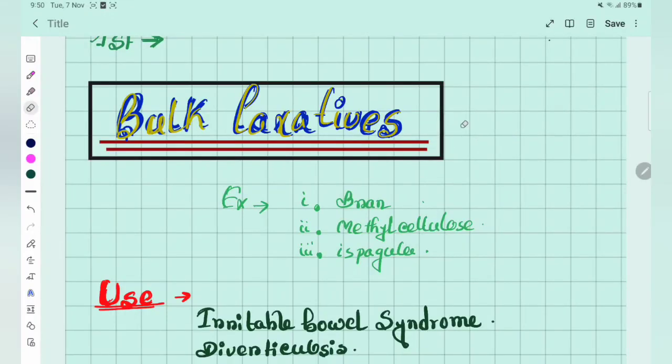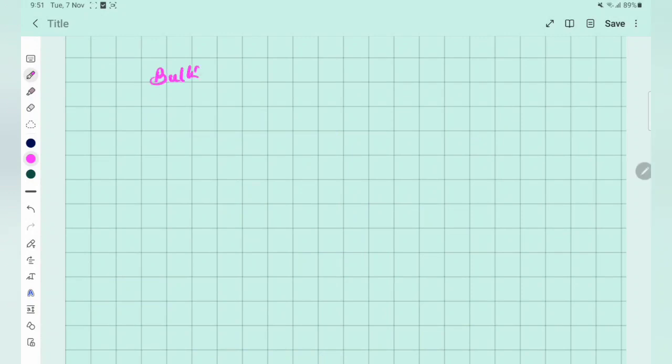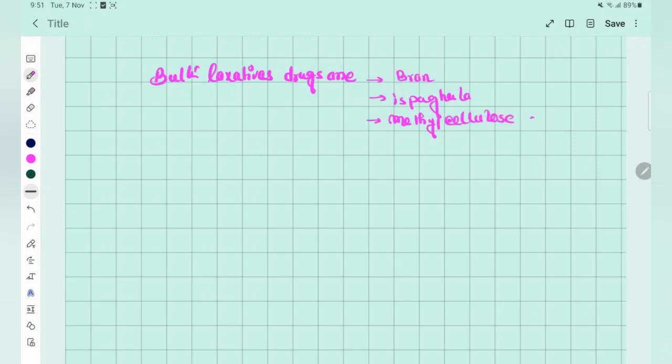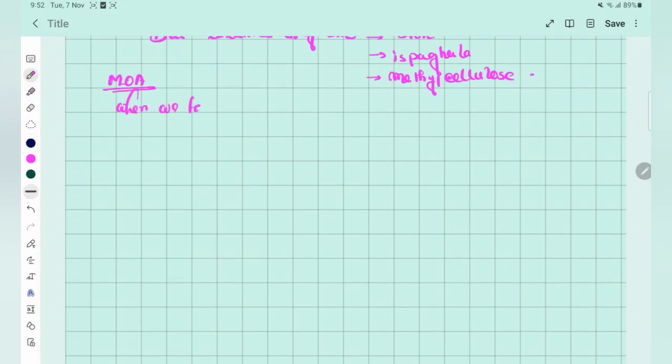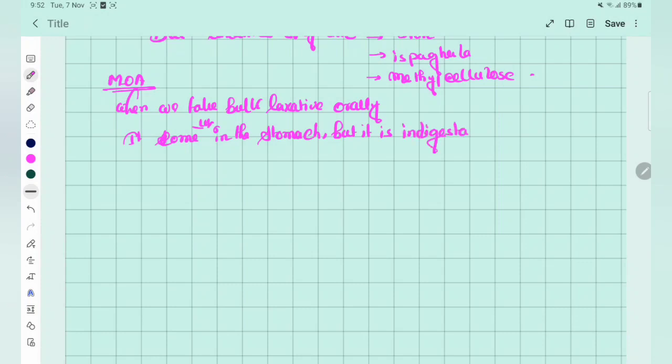Now I again quickly recap the bulk laxatives. The bulk laxative drugs are bran, most importantly isabgol, and methyl cellulose. So what is the mechanism of action of the bulk laxatives? When we take bulk laxatives orally, they come into the stomach, but they are indigestible hydrophilic colloids, so they can't be digested in the stomach.